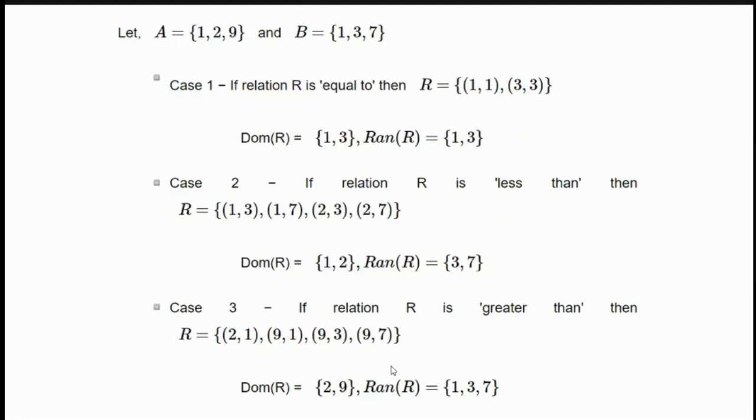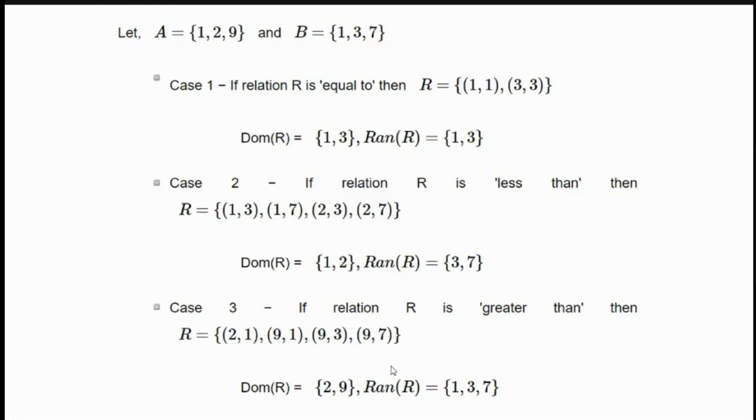If the relation is less than, which is the second relation we have seen, we form the pair (a, b) if a is less than b. In such a case, we can make the relation {(1, 3), (1, 7), (2, 3), (2, 7)}. Here the domain will be the first elements of the ordered pairs: 1, 1, 2, 2. Here 1 is repeated and 2 is repeated, so we take each only once. So the domain is {1, 2}. And the range will be 3, 7, 3, 7, so we take only {3, 7}, which is the range.